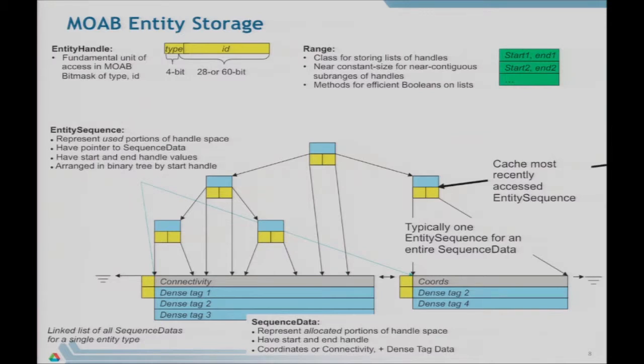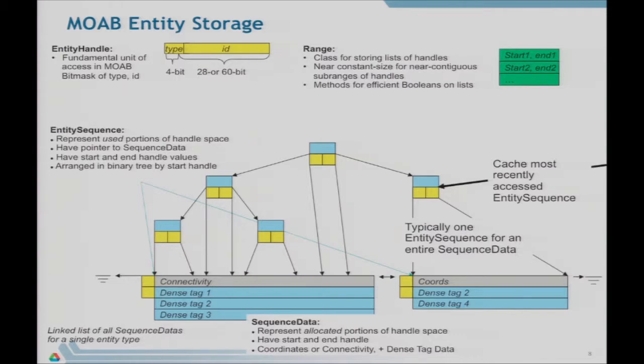Oftentimes when you're dealing with mesh, you create mesh in groups. And so if you create like 1 million vertices, you'll get 1 million handles back, but you don't necessarily need to store 1 million handles to know that you have those vertices, because when you allocate them as a block in MOAB, you allocate handle number 1 first and handle 1 million last. So we also support a range data structure, and this is a class for storing subranges of contiguous entity handles.